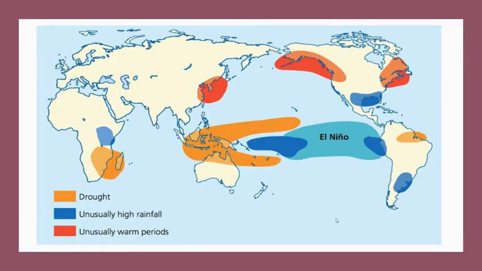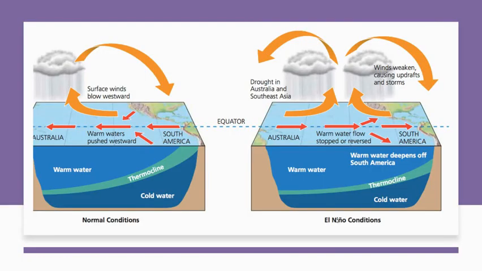Again, you can see drier weather in Australia and Indonesia, wetter weather in South America, but it affects the northern hemisphere as well. More diagrams. You can see in the normal conditions how cold water comes up closer to South America. In El Nino conditions, the cold water is suppressed.